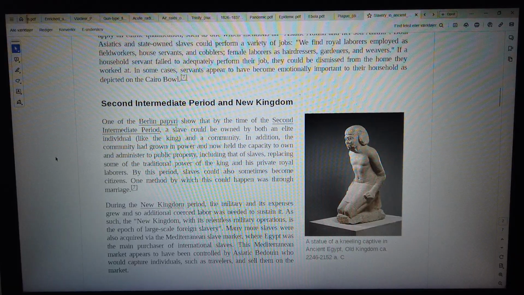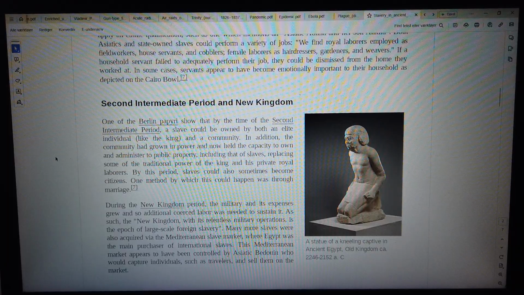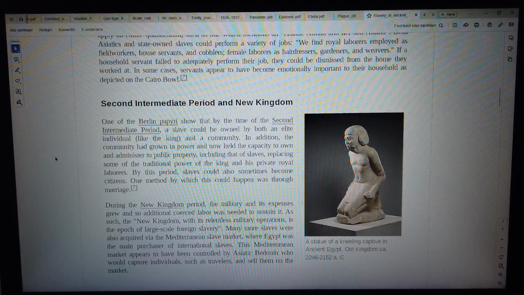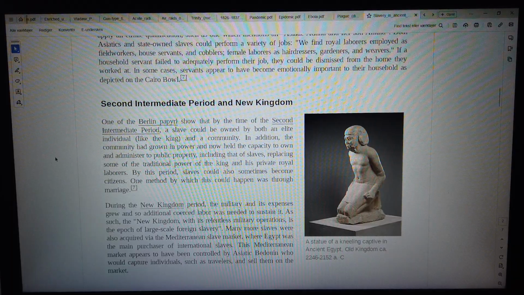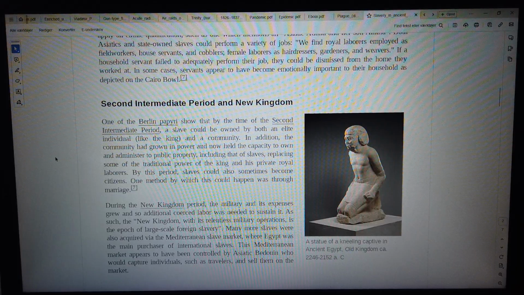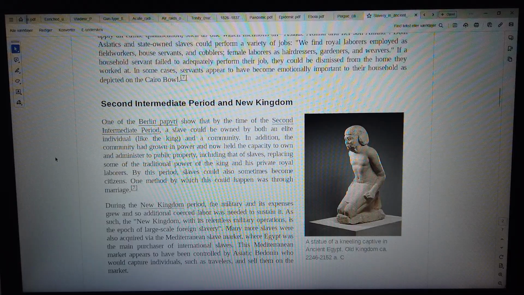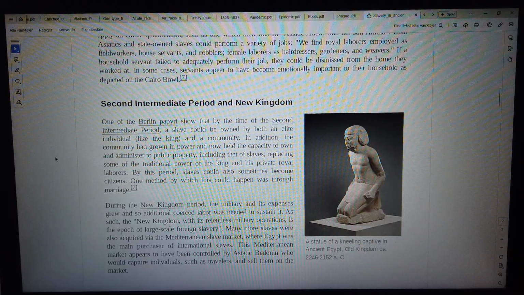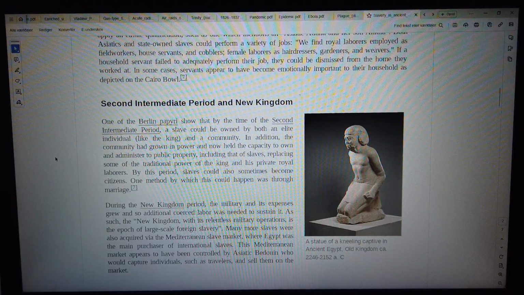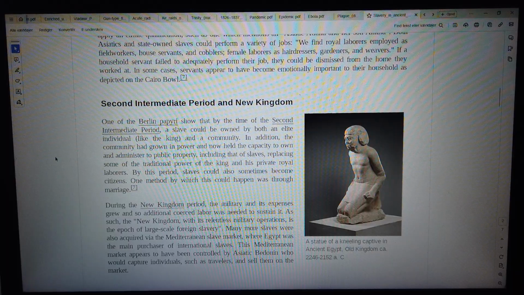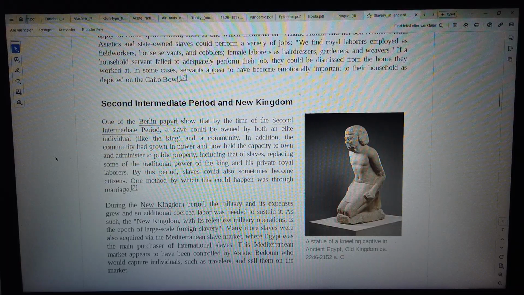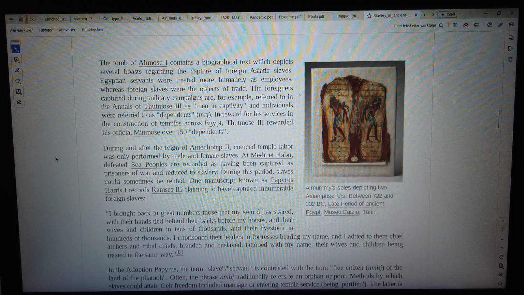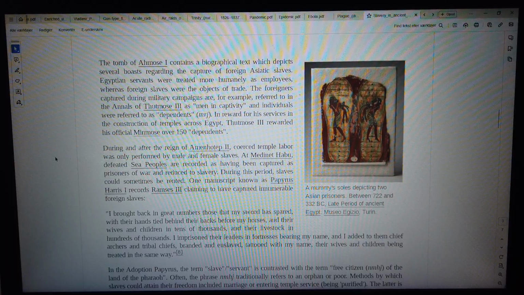As such, the New Kingdom, with its relentless military operations, is the epoch of large-scale foreign slavery. Many more slaves were also acquired via the Mediterranean slave market, where Egypt was the main purchaser of international slaves. This Mediterranean market appears to have been controlled by Asiatic Bedouin who would capture individuals, such as travelers, and sell them on the market. A mummy's soul depicting two Asian prisoners.